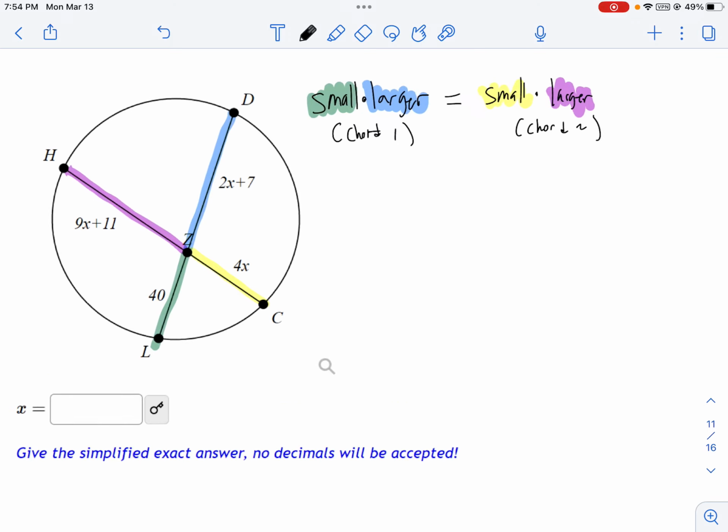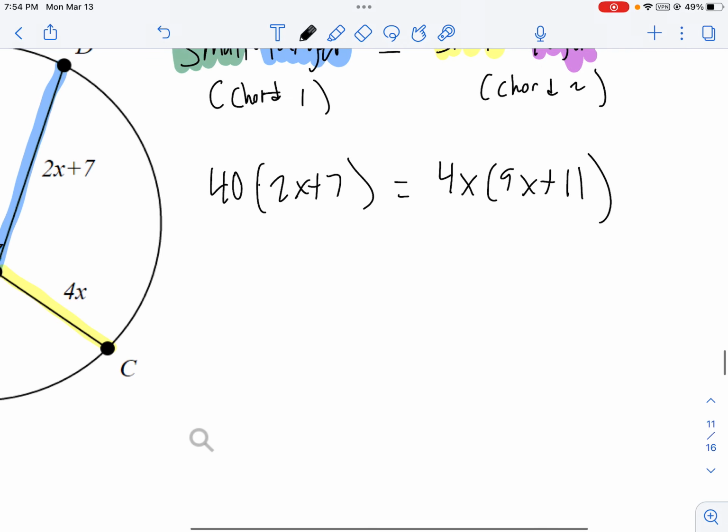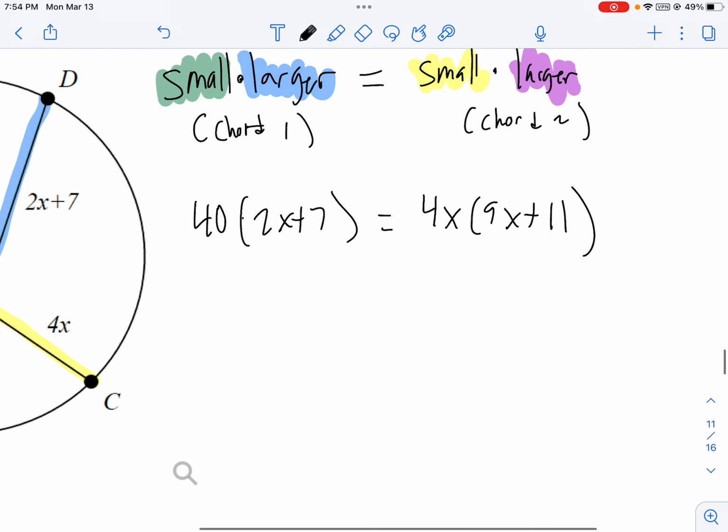So if we set this up, that's going to be 40 times (2x + 7) equals 4x times (9x + 11). Now, I don't know about you, but I like simplifying as soon as I can, because if I start distributing 40 and 4, those are kind of larger numbers. So first off, I would say, okay, is there something I can do to both sides that could tack this down? Yeah. You'll notice that 40 and 4 have a common number, right?